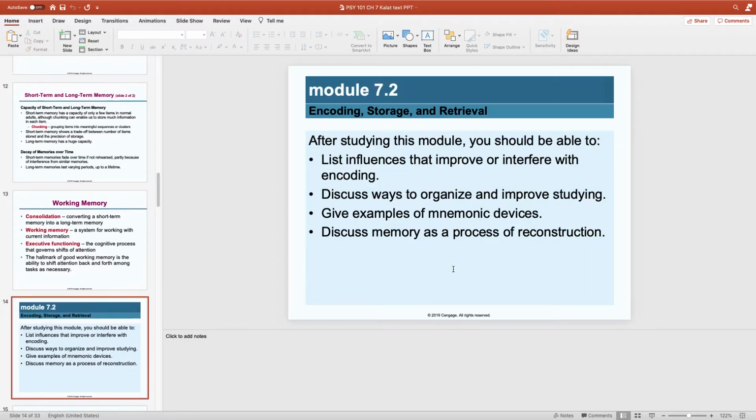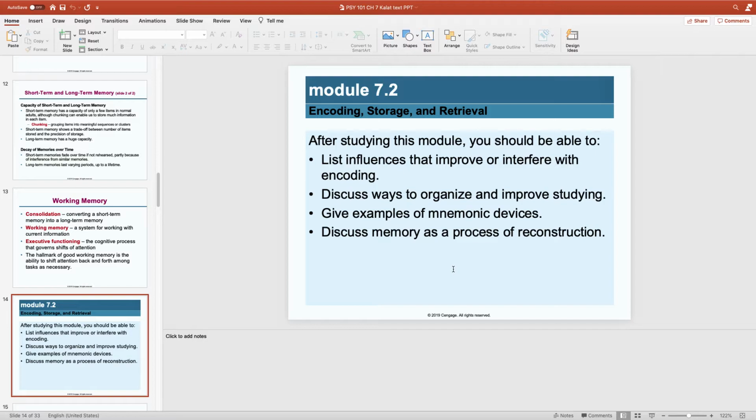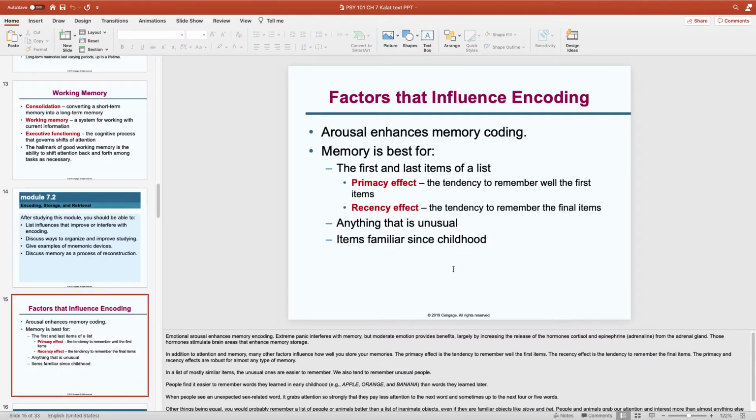Okay. All right. The second module is going to talk about, now that we know all about memory, how the information gets in there, how long it stays in there and what influences it, how we encode or do something with the information. Once it gets into our short-term memory and then starts getting into the working memory, there are things that are going to influence it, and there are ways that we can organize it and then retrieve it or get it back after we've put it in there.